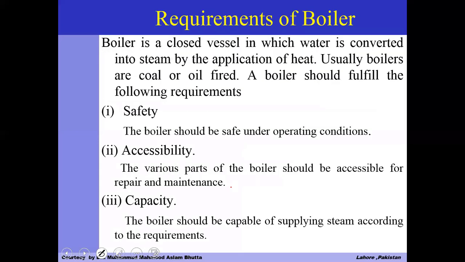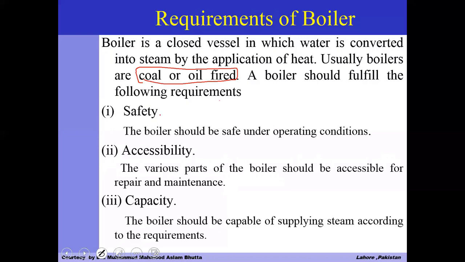So further, the question is how we can choose the boiler, or what requirements the boiler should fulfill for any type of process or system. A boiler is a closed vessel in which water is converted into steam by the application of heat. Usually the boilers are coal or oil fired. With the source of combustion, basically it can be a coal fire or it can be an oil fire. Oil can be diesel oil or petrol. A boiler should fulfill the following requirements.